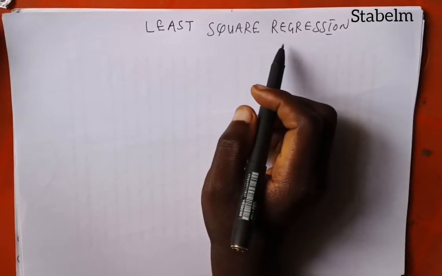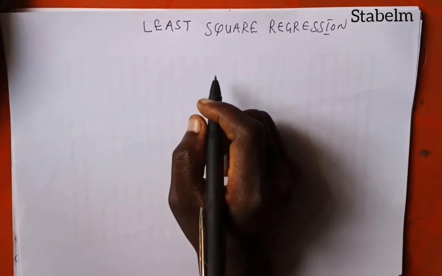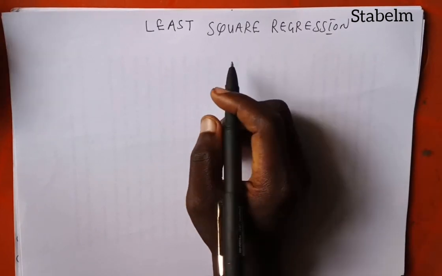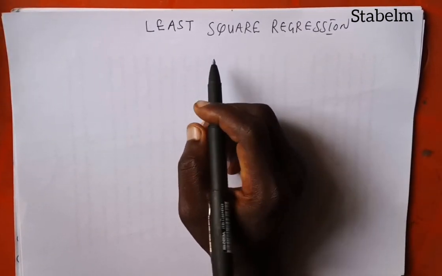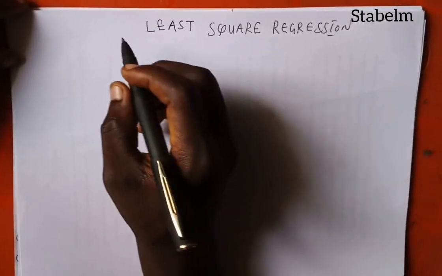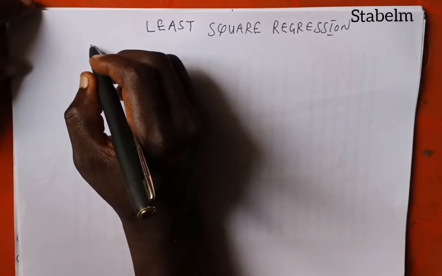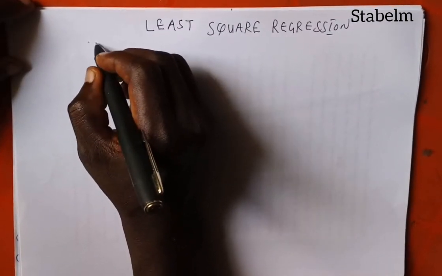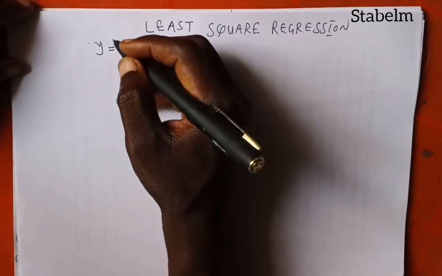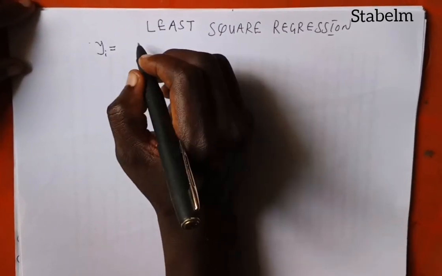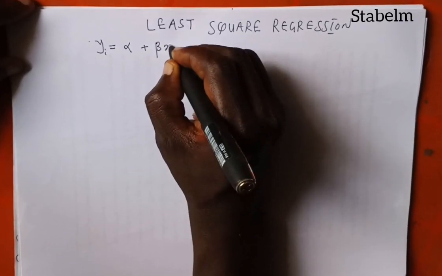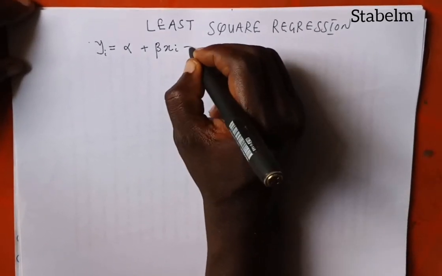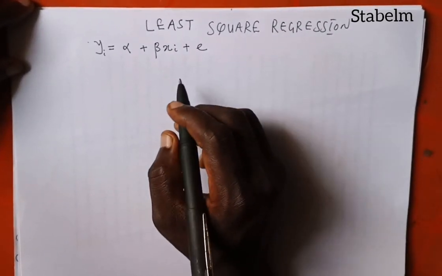Least square regression. I want to derive the formula for calculating simple linear regression using the least square method. The simple linear regression model is given as y subscript i equals alpha plus beta x subscript i plus error term.